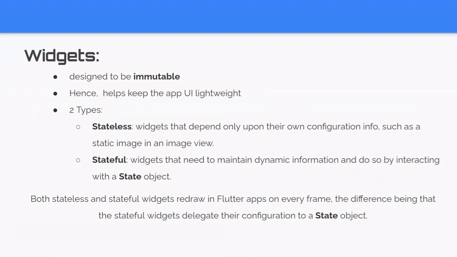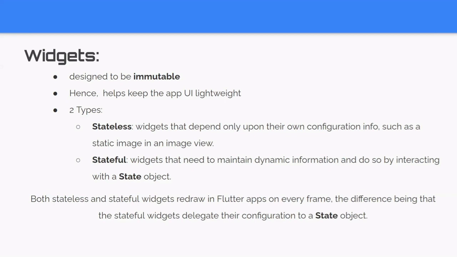Then, as we have talked about widgets earlier, everything in Flutter is composed of widgets. So these widgets are immutable, and hence they make the UI lightweight. There are basically two types of widget. One is stateless and the other is stateful. The stateless widgets depend only upon their own configuration, like the static image in an image view. So we specify all the things in the code itself that how the widget should look, and it doesn't depend on the dynamic properties, while the stateful widget maintain the dynamic info by interacting with the state object.